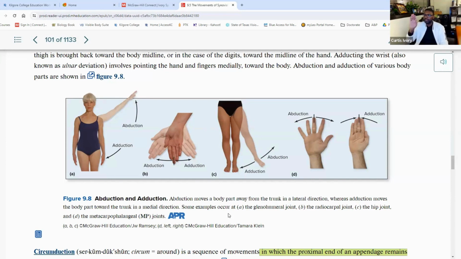You can do that with your hand, though I can never do the Star Trek sign. But if you do your fingers like this, you go like this, it's abduction. We bring it back, that is adduction. So abduction, adduction.